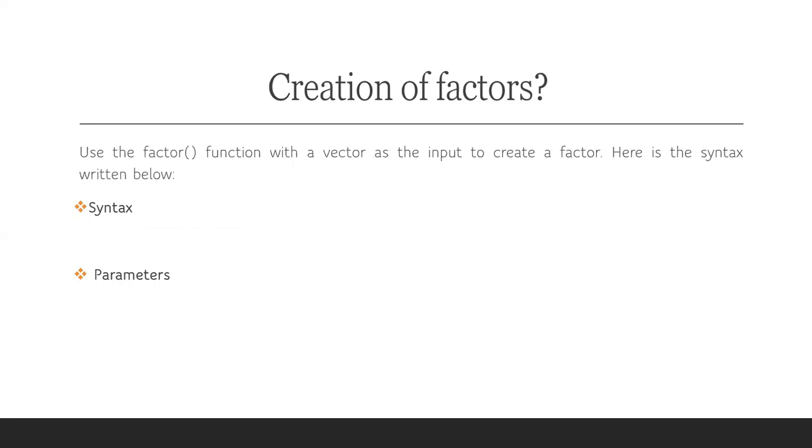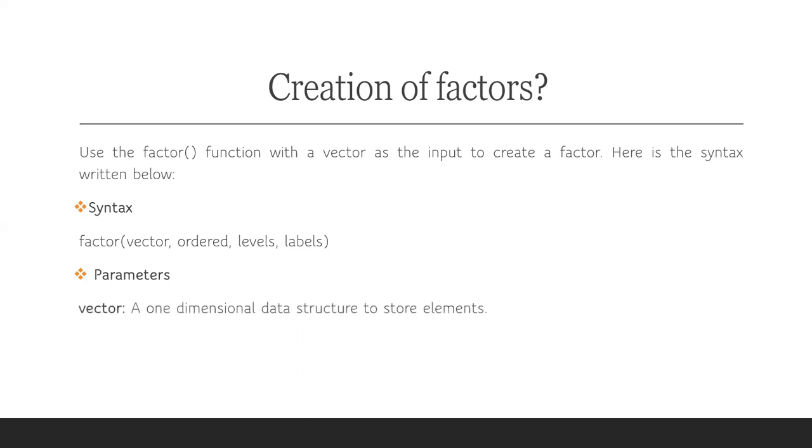So let's see how we can create a factor. Use the factor function with a vector as the input to create a factor. Here is the syntax written below. First of all, we have to write down the function name, and then we have to pass some parameters such as ordered, levels, labels, and a vector. The vector simply works as the input, and now let's see the parameters.